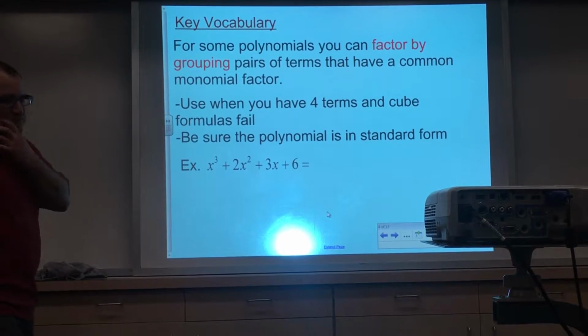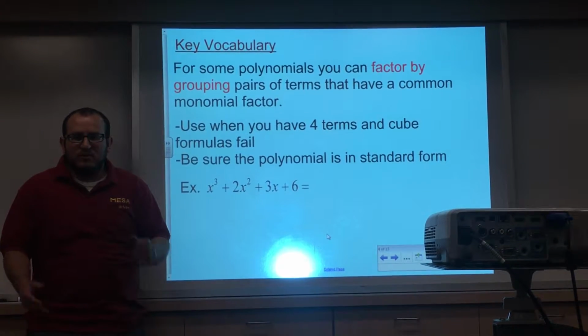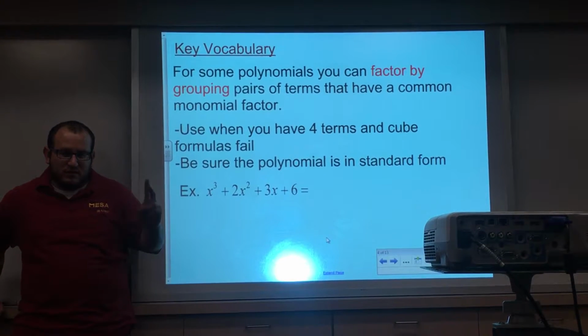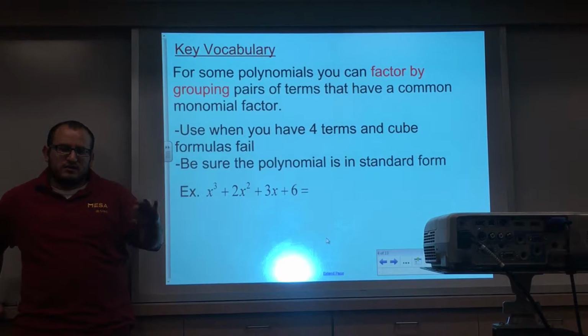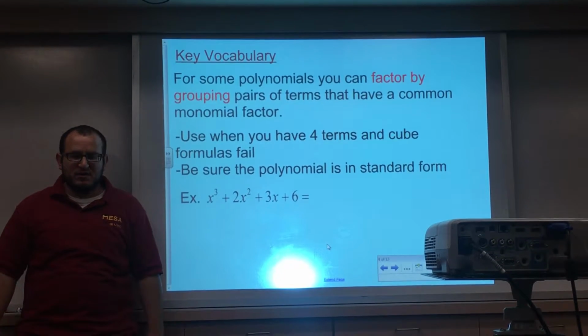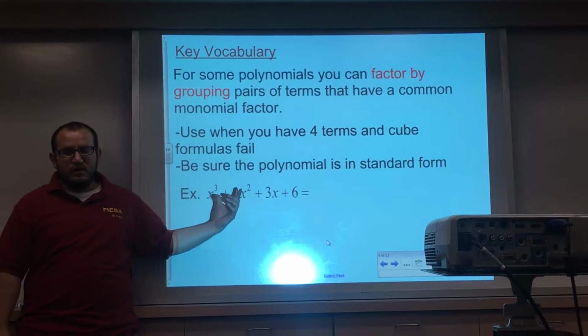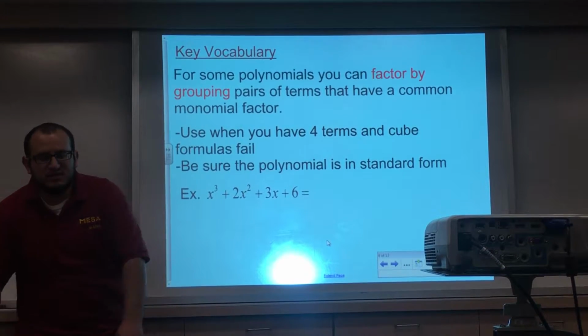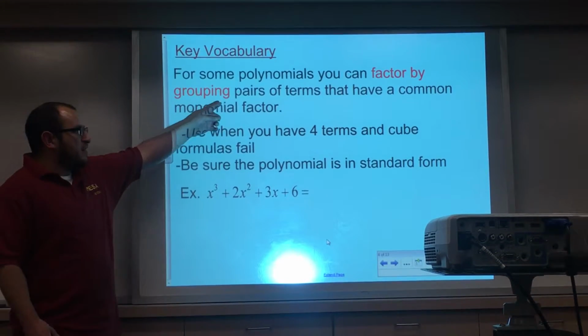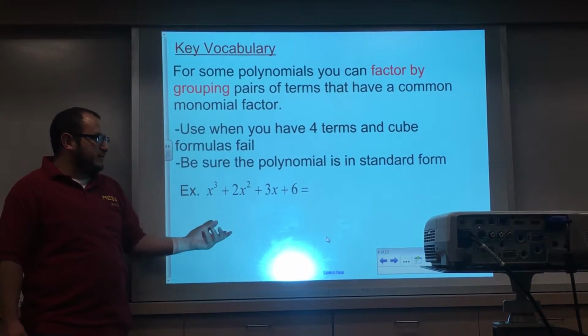All right, the new stuff, grouping. Remember, I told you that I like the box method because it not only works with 2 terms, 3 terms, it actually works with 4 terms. But before I even show you that, I'm going to show you how to group when you have 4 terms. So this is another method of factoring. What is grouping? It's just pairing the terms that have a common monomial factor.